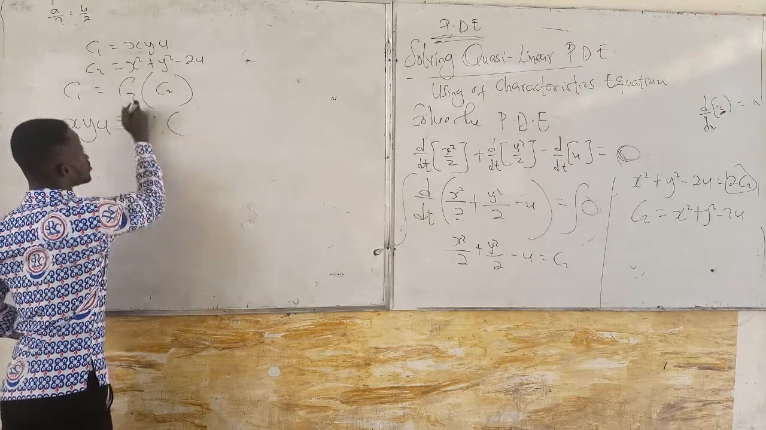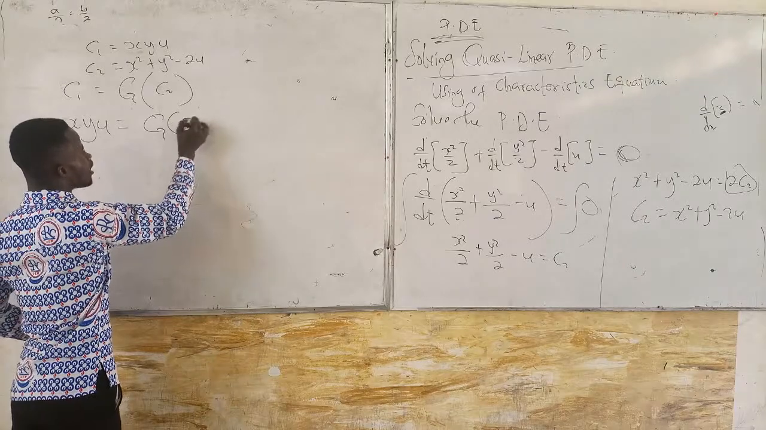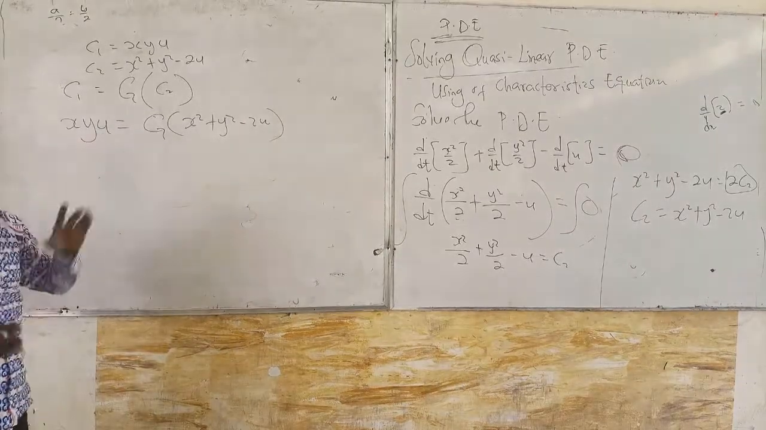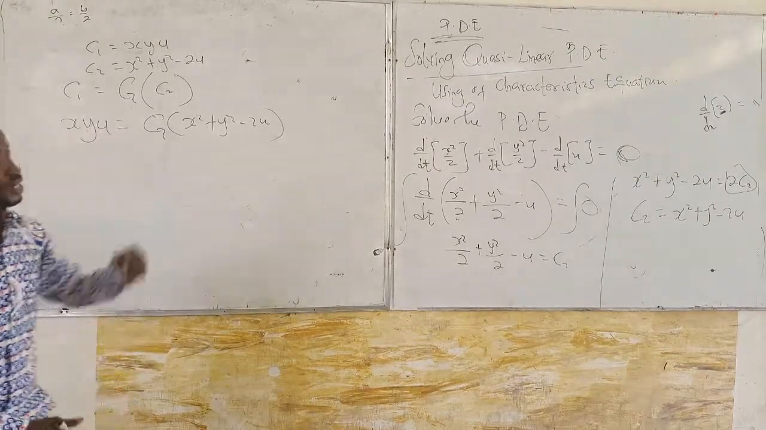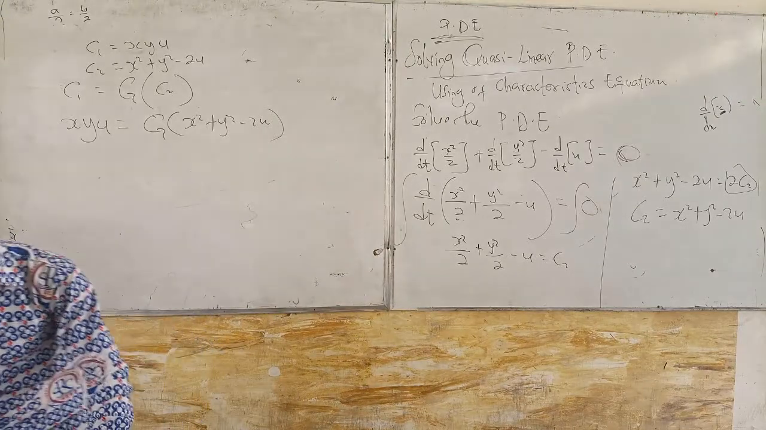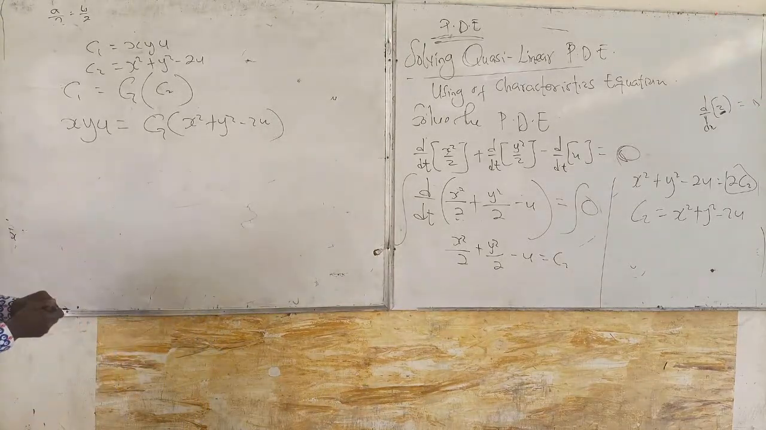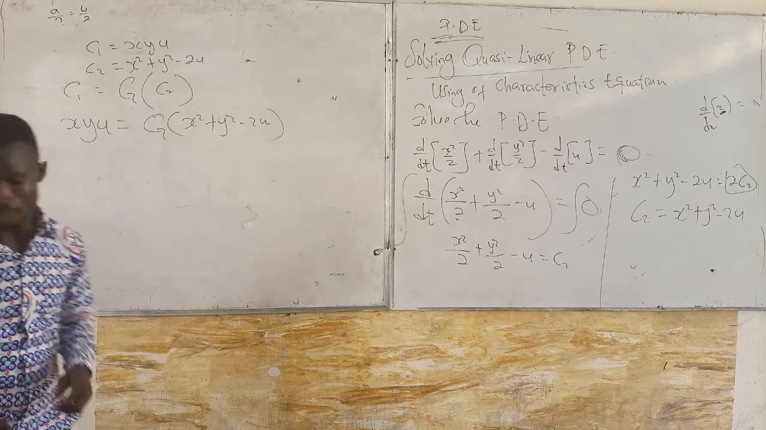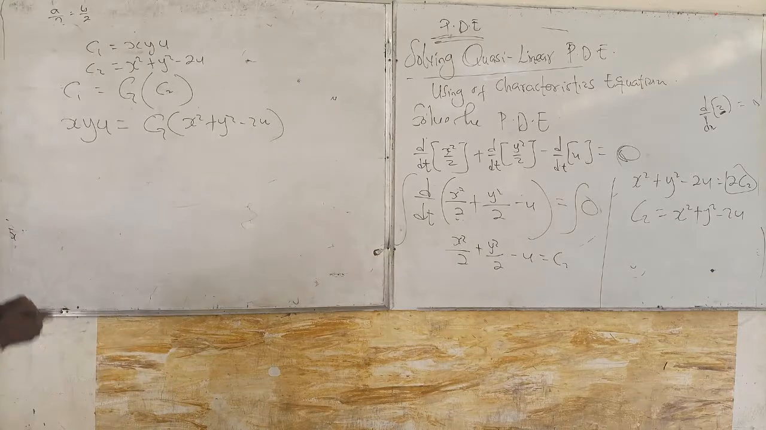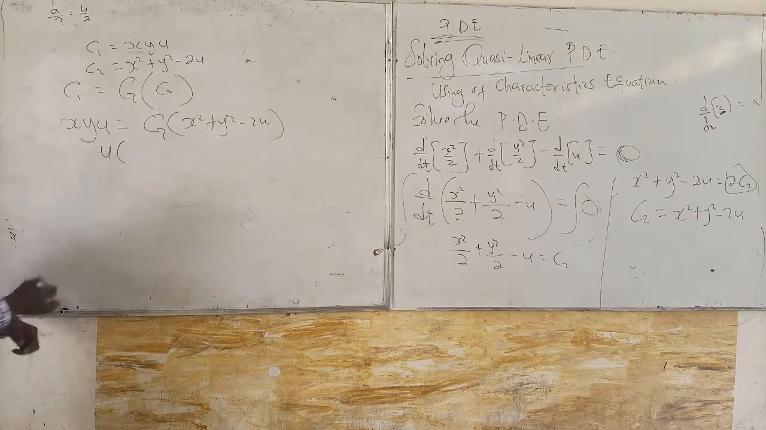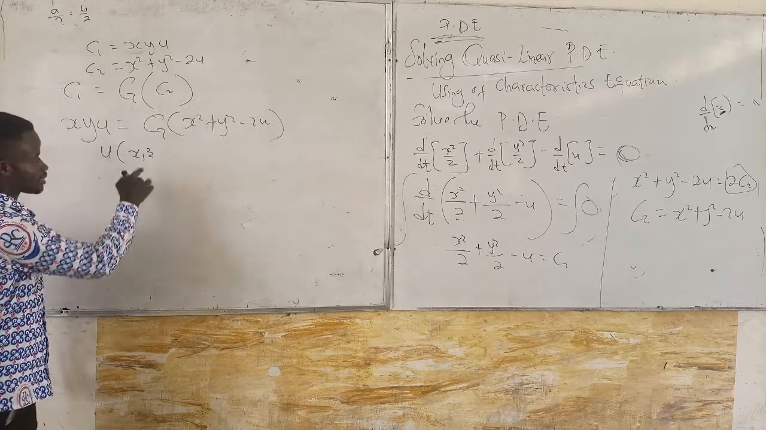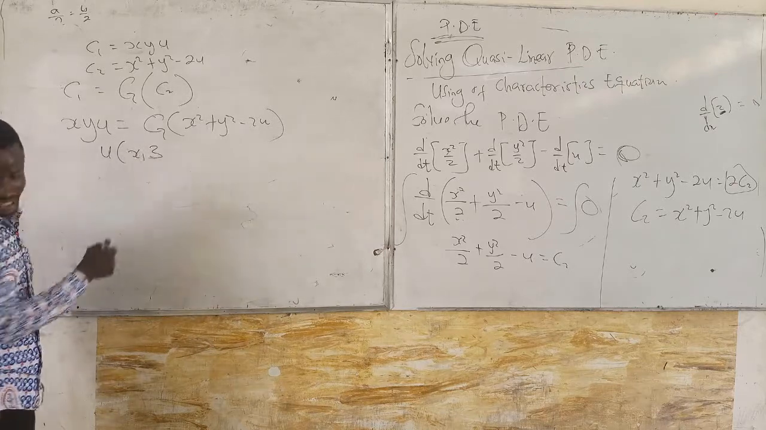What is this? x squared plus y squared minus 2u. This is the general equation to adapt, but we are given a condition. So what is the condition? The initial condition. There's no initial. Oh, I get it. Then the initial condition is u of x comma 3x.